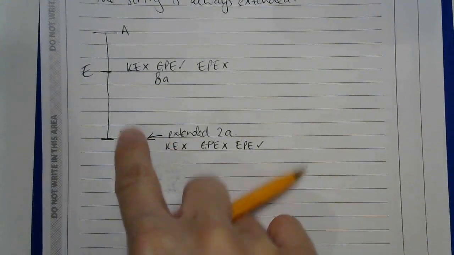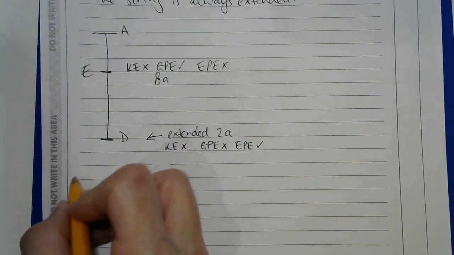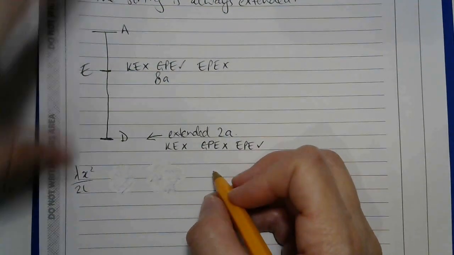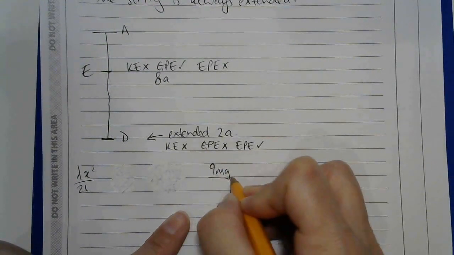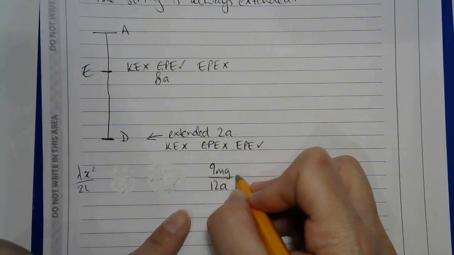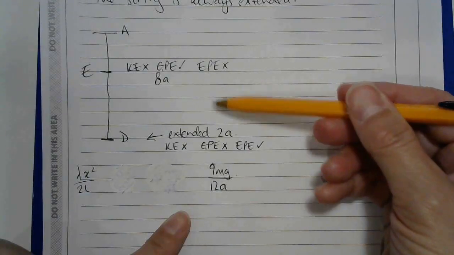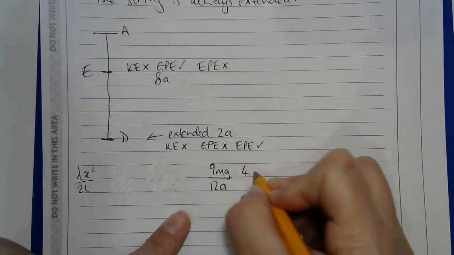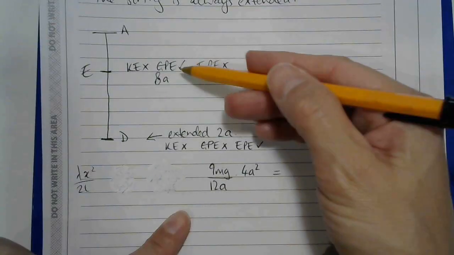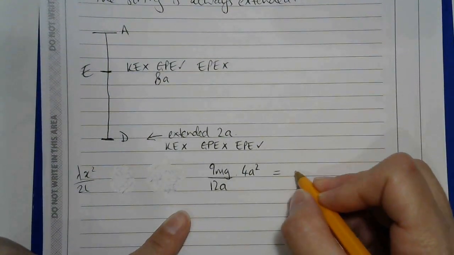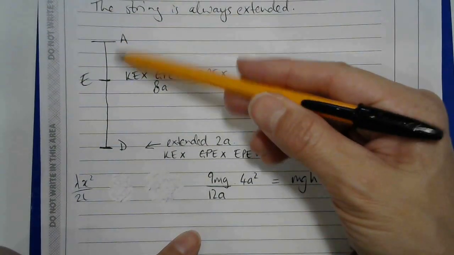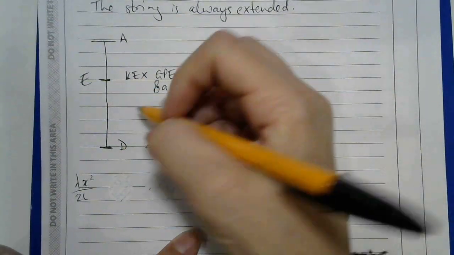Okay, so the elastic potential energy at D, I need to use the formula lambda times the extension squared over 2L. So lambda for this string was 9mg. L was 6a, so 2L is 12a, and the extension of the string is 2a, so I have 4a squared, the extension squared. And then I know that will equal the gravitational potential energy, so I'll just call that mgh. I'll work out h and then do a bit of fiddling to work out what they actually want, which is the distance from A to E. So I'm calling from D to E h.